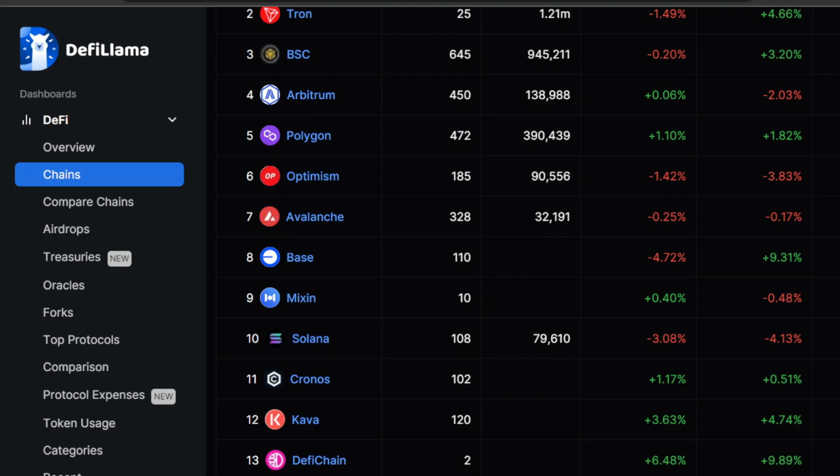Now, when we go to DeFi Llama, we do see CRO has fallen out of the top 10 amongst cryptocurrencies as far as total value locked, but it is still ranked in that top 20, coming in at 11.